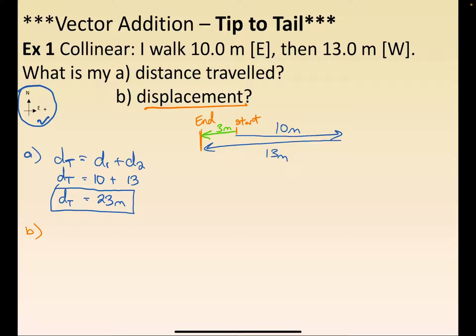Okay, so the displacement is, here's how we're going to do it. We're going to say the displacement, and people often use total or resultant as another letter that you see. Sometimes you'll see DT or DR.